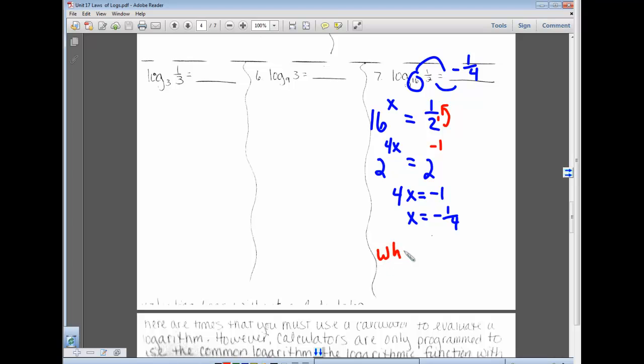So to go from a whole number to a fraction, you need a negative. And this concludes day 2 of your foldable.